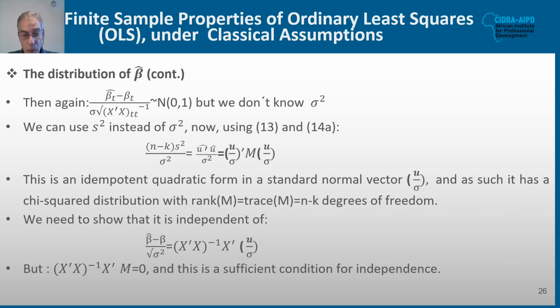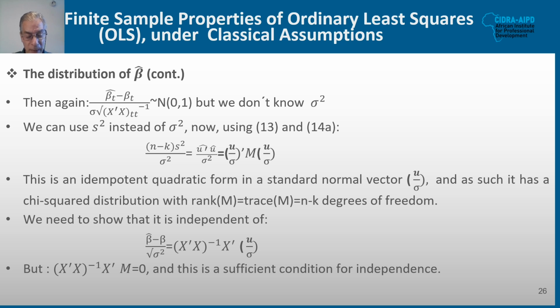Using equations 13 and 14a, we can say that the sum of squared residuals divided by sigma squared equals u divided by sigma transpose times M times u divided by sigma. And this is an idempotent quadratic form in a standard normal vector u divided by sigma. And as such, it has a chi-square distribution with rank M, trace M equals n minus k degrees of freedom. We need to show now, in order to proceed, that this term is independent of the term beta hat minus beta divided by the square root of sigma squared.